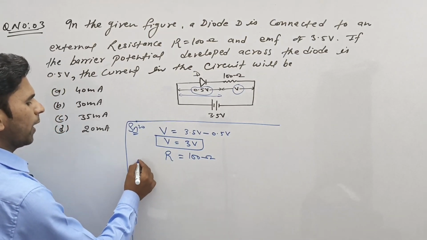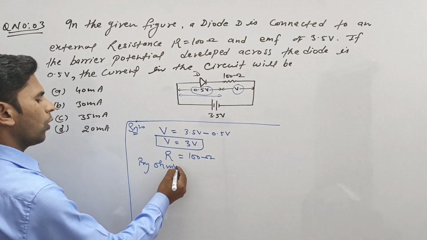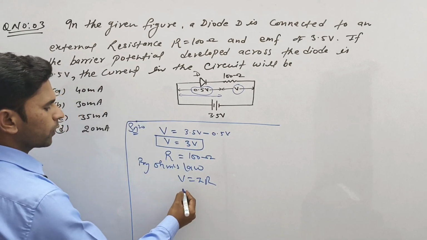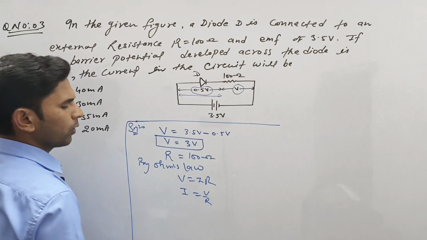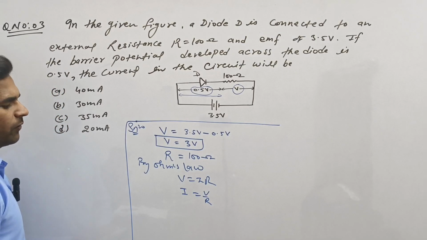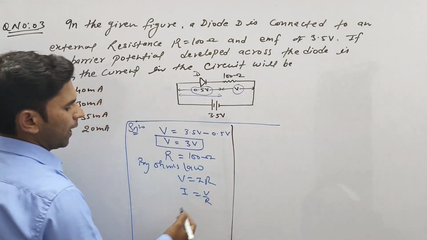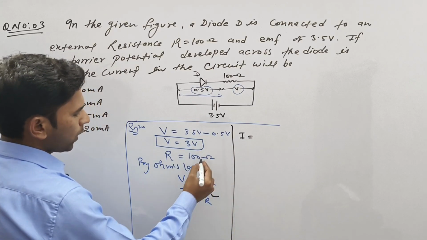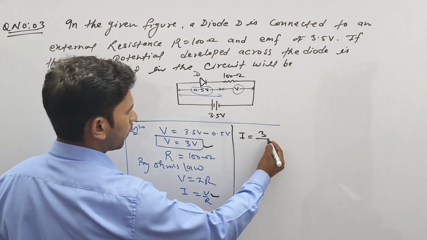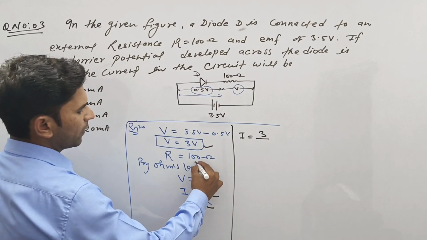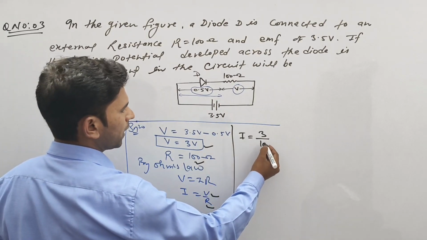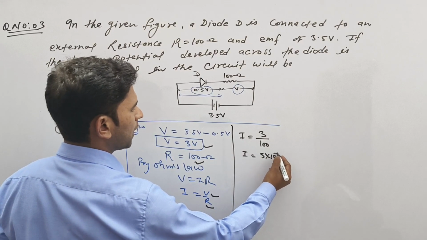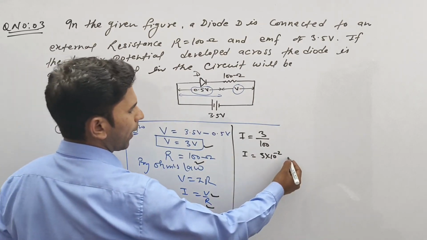Now you can apply Ohm's law: V is equal to IR. So you can write I is equal to V upon R. Now apply the values of V and R. V has the value 3, and R is 100 ohm. So I is equal to 3 multiplied by 10 power minus 2 ampere.